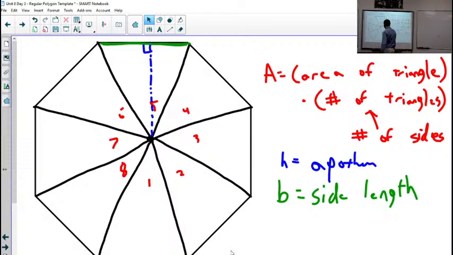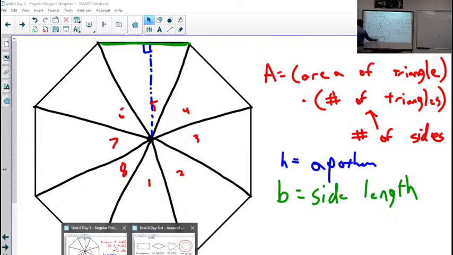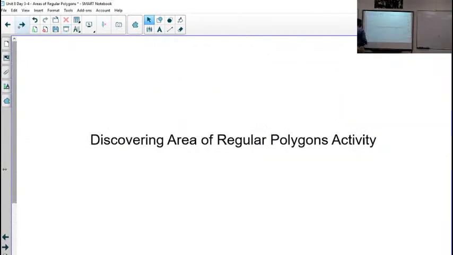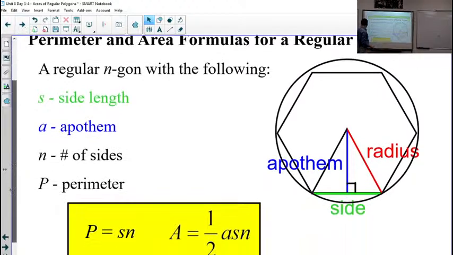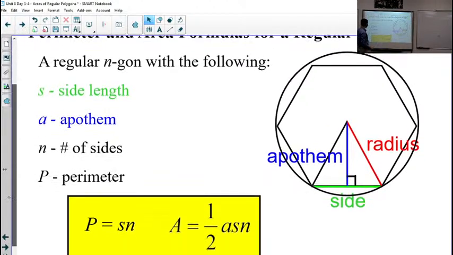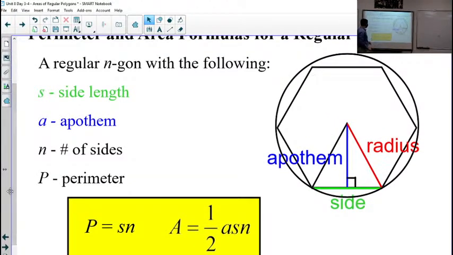All right, so here comes the actual formula for you to write down. Oh, that's the activity we just did. Perimeter area for regular polygon. The fancy name for the height of the triangle is called the apothem.